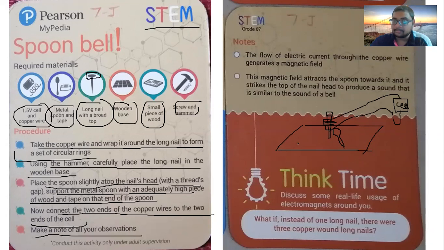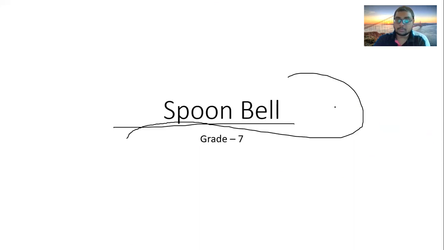Now, what do you think will happen? This will form an electromagnet, and this electromagnet will pull the spoon towards itself. Do you know why? Because the spoon is made of stainless steel, and stainless steel is attracted by the magnet or the magnetic force. This electromagnet will exert its force on the spoon and attract it. This is the principle behind electric doorbells, and that is why the name spoon bell.